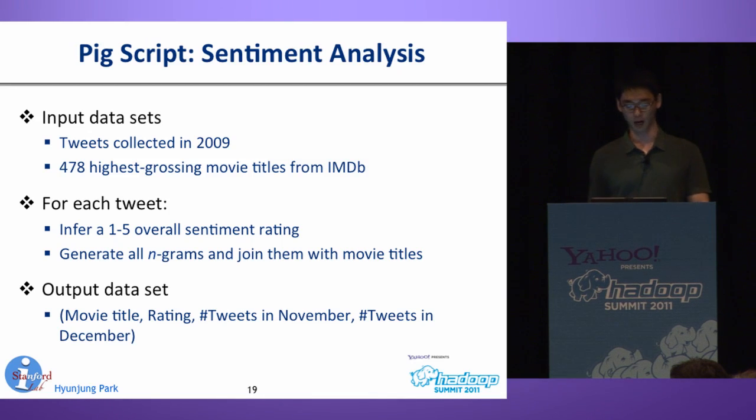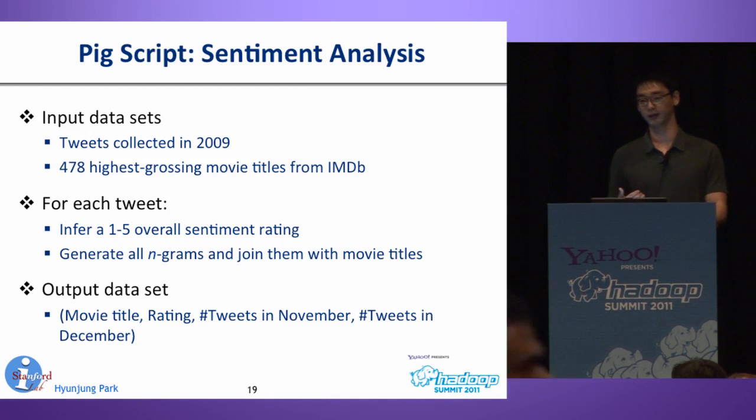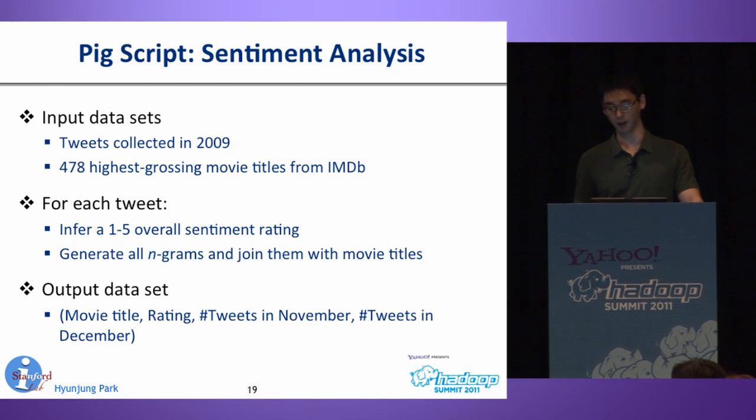And finally, our output data looks like this: movie title and rating. And there are a number of tweets from November 2009 that rated the movie as the rating in the second column, and the number of tweets in December.